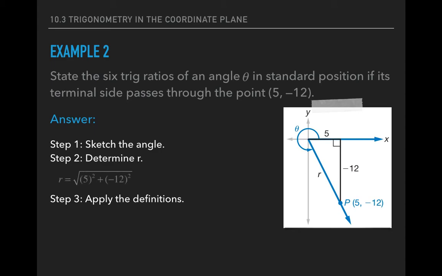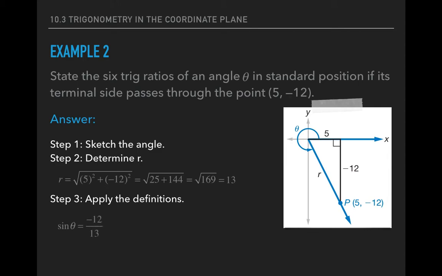So we just take our values, plug them in, solve for that hypotenuse. That would be 5 squared plus -12 squared, and then we take the square root of that. So that's 25 plus 144, which is the square root of 169. And we are in luck. That is, in fact, a perfect square. It is 13. So your radius there, that r value, is 13 units. And then we apply our definitions here.